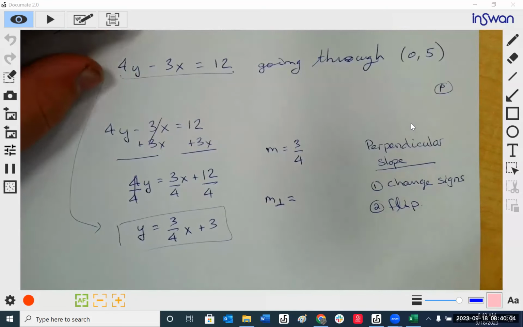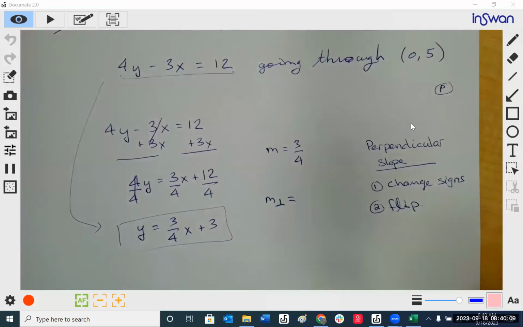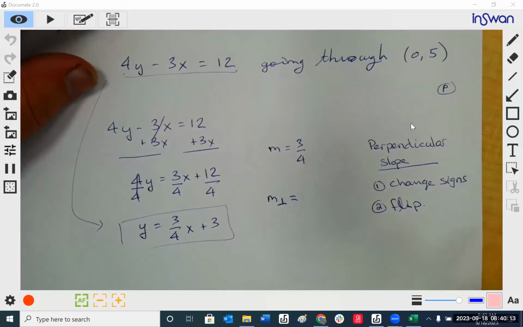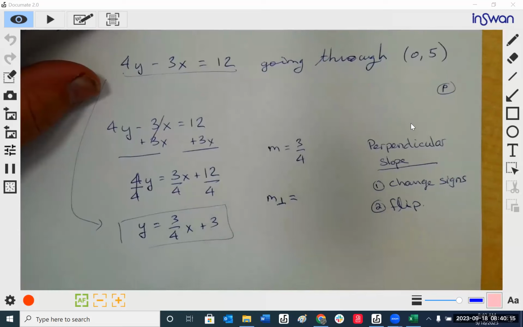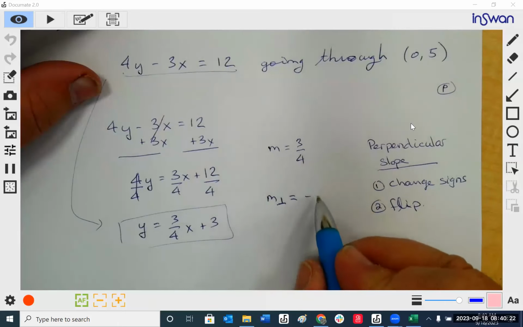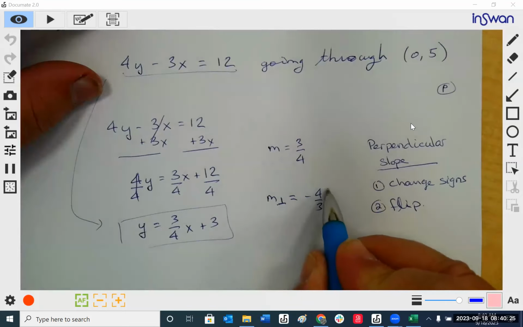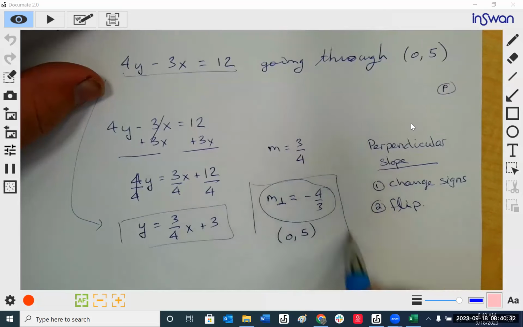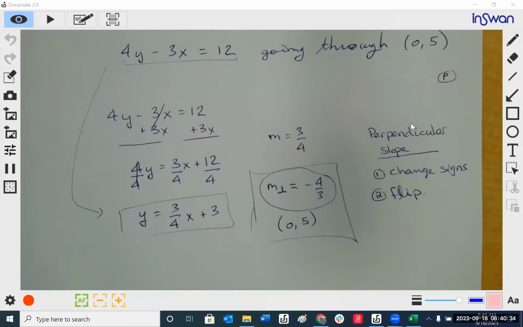Change signs and flip. I mean, if you didn't know that, then whatever you're writing past that is thrown away. It's wrong. So what's our slope going to be? Negative. It has to be different signs, and we flip this one. So it's 4/3. So this is our slope, and our point is 0, 5. So we have all the information we need to find the equation. We have everything we need.